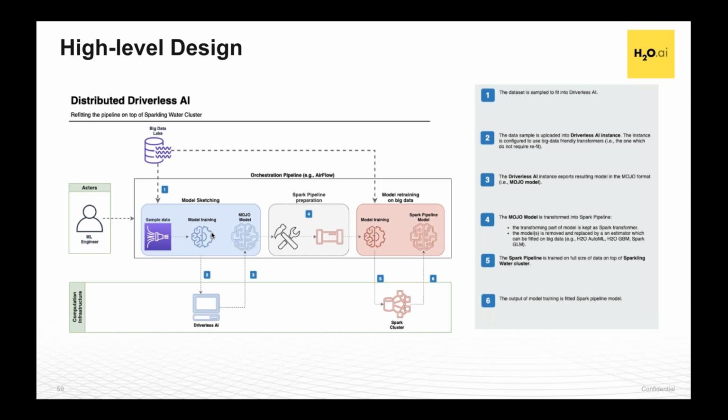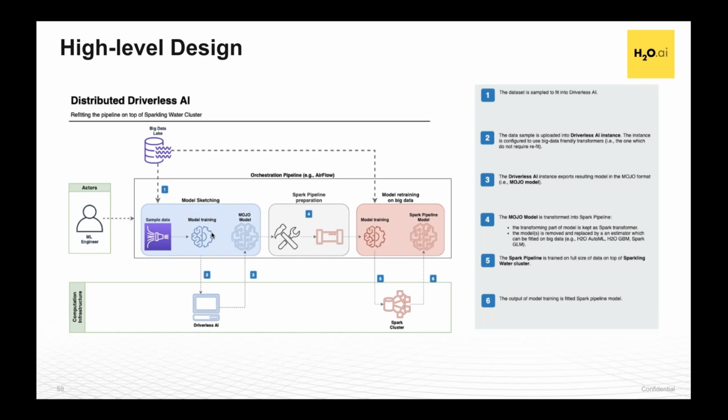And once the model is built on this subset of data by driverless AI, that's exported as a MOJO. And then this MOJO is being used in a Spark pipeline to do the feature engineering, as in the pipeline which came out of driverless AI can be used on Spark to create the new features which were figured out by driverless AI.